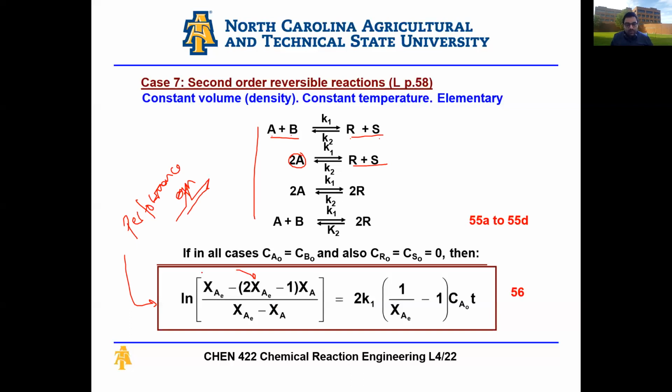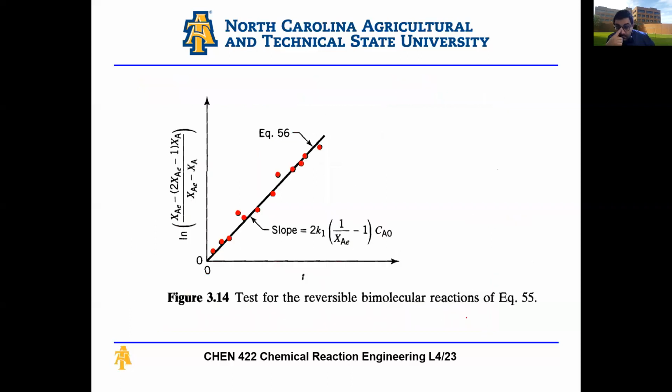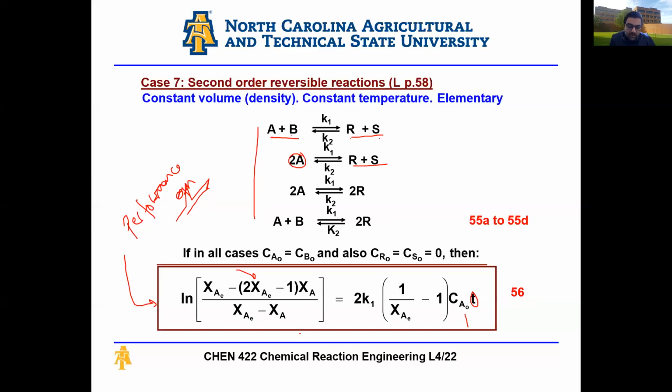So if I tell you the equilibrium conversion is this, or the equilibrium concentration is this, you can calculate the equilibrium conversion. You're given some parameters. Usually you're asked to calculate the time. So you should be able to manipulate this expression to get to your time. Okay. And of course, again, going back to the same point, we're trying to fit some experimental data. So if I plot ln of this expression versus time, the slope should be equal to 2k1 (1 minus XAe minus 1) CA0.